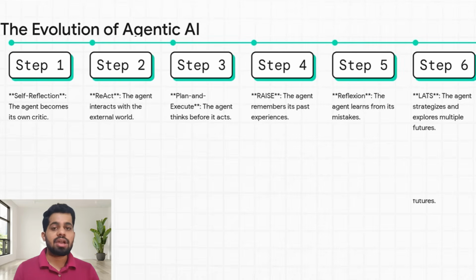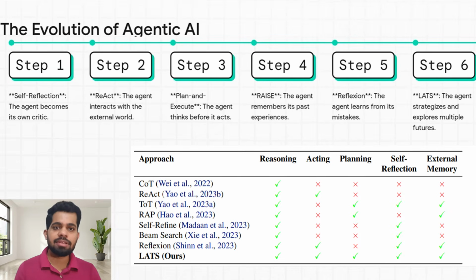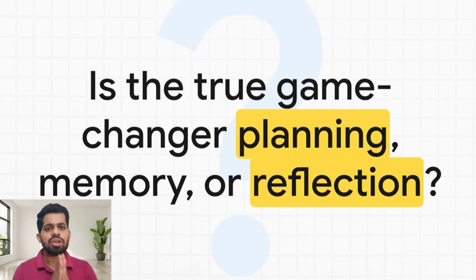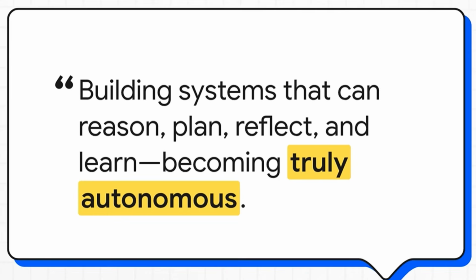And there you have it. From the foundational single agent and the iterative improvement of self-reflection, to the dynamic ReAct framework, plan-execute agents, and its memory-enhanced successor ReWOO. We then explored how agents can reflect and learn from mistakes with Reflexion, and finally how they can strategically plan and explore multiple futures with LATS. The journey through these six agentic design patterns shows a clear trend. AI is moving beyond simple instruction following. We are building systems that can reason, plan, reflect, and learn. Systems that are becoming truly autonomous.